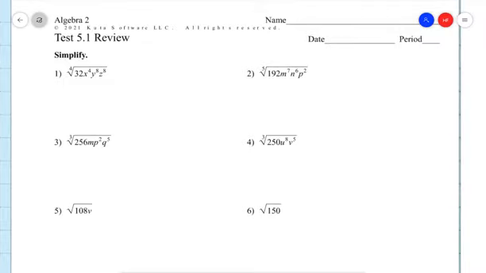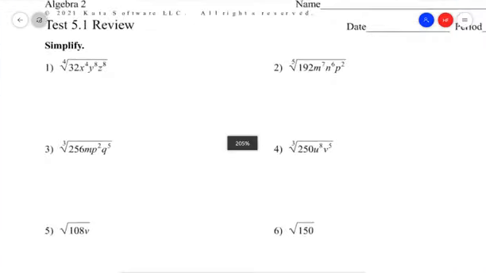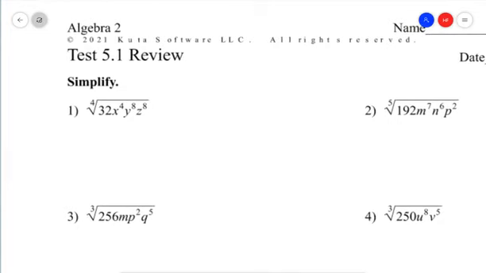On this first section, we are simplifying each of these radicals. So remember, when we simplify, it's based on the index. So on number 1, we have an index of 4. We are going to take 32 and change it to its prime factors, which is 2 to the 5th, of x to the 4th, y to the 8th, and z to the 8th.